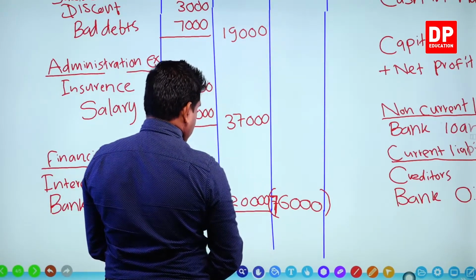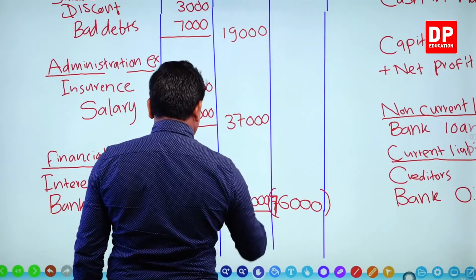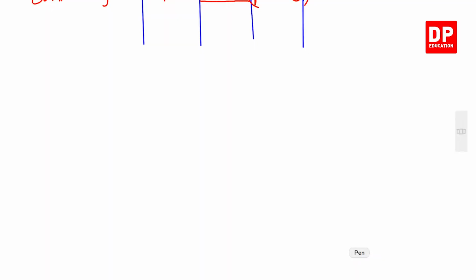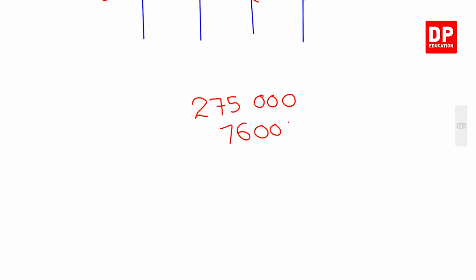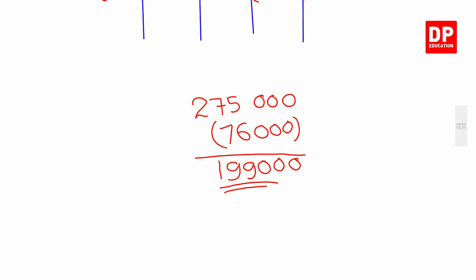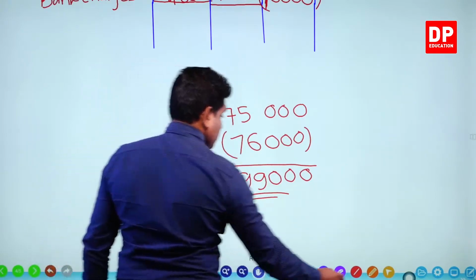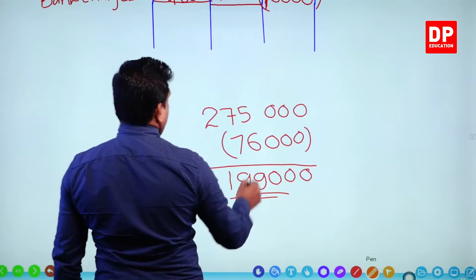275,000 minus 76,000, difference. Try to find. You can do the calculation in a separate place. 275,000, 76,000, these are the expenses. 199,000 is the net profit, right? You write this answer where? You write this answer here, 199,000.